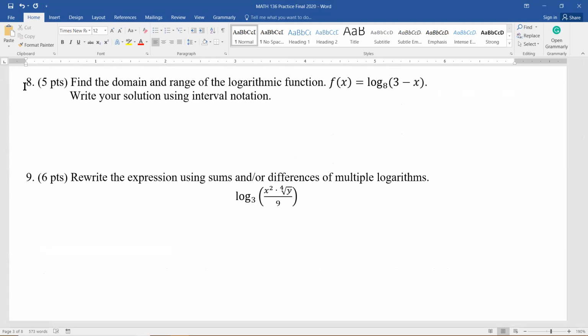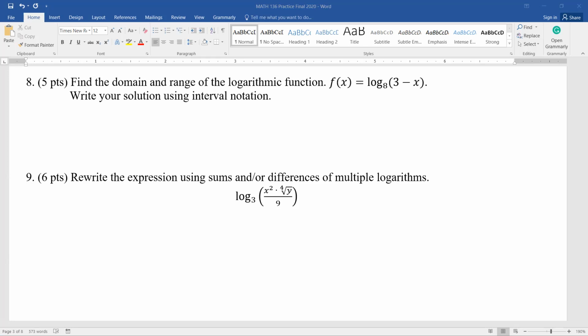So for domain and range, remember your domain tells us that whatever number goes right in here must be greater than 0. So we're going to take 3 minus x and say it must be greater than 0. There's a couple different ways you could do this. I personally would probably just add x to both sides. So 3 is greater than x. We never leave these like this. We want to flip it so that x is on the left. So x is less than 3. So my domain is anything that is less than 3.